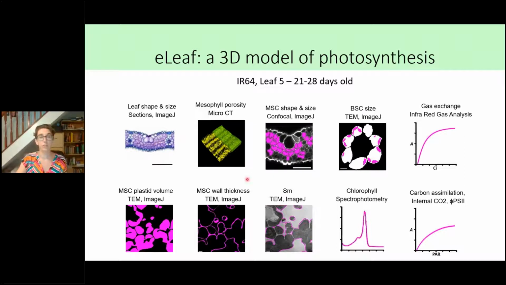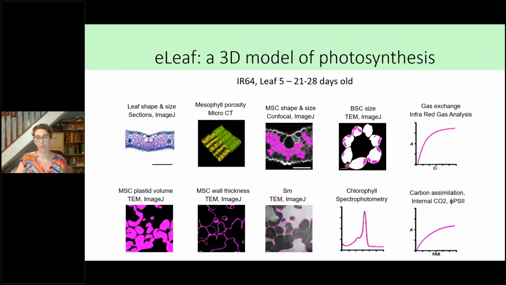The team at Nottingham University help us out with micro-CT, where you can visualize the airspace versus the cells within the leaf. So on an even greater scale there, we can look at the amount of airspace within the leaf, and from that we extract mesophyll porosity. Then we've used confocal imaging to get detailed size and shape analysis of the mesophyll cells.